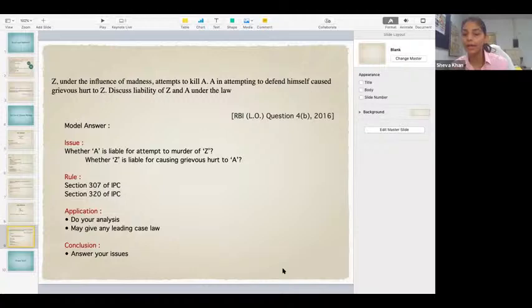Whether A is... ये देखिए, जो issue है वो आपके last जो sentence है ना, discuss liability of Z and A, तो आपको ये समझना है कि issue दोनों से related होगा. First of all, then we have the issue whether A is liable for attempt to murder of Z, and the second issue is whether Z is liable for causing grievous hurt to A.